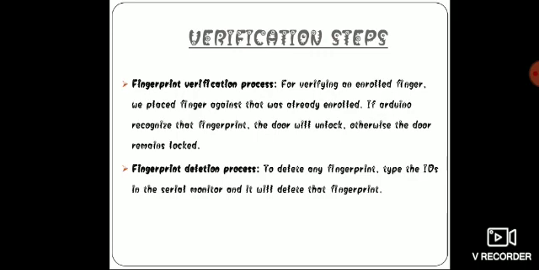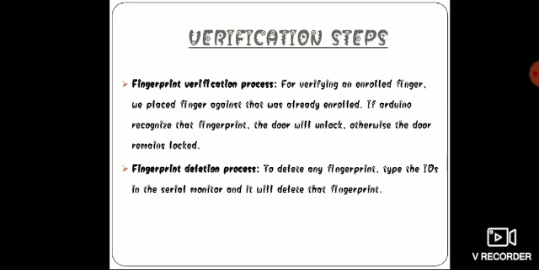In these slides, I will just explain the verification steps. Firstly, I am explaining the verification process. It is a very important process because it decides whether the lock is open or closed. The verified fingerprint is matched with the stored fingerprint. The door lock is opened, and if the fingerprint does not match with the verifier, that lock does not open.